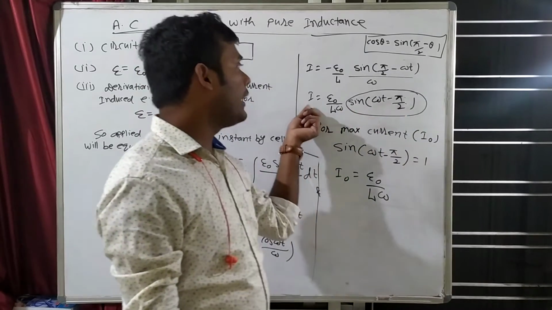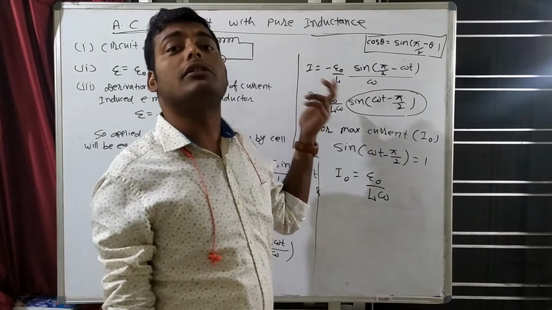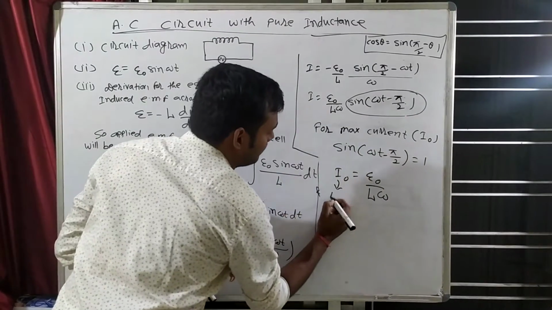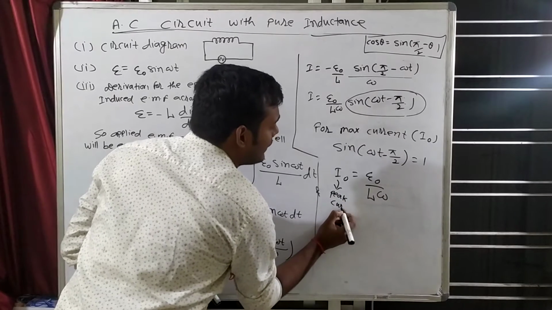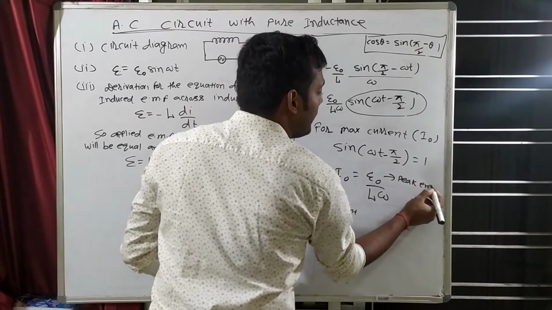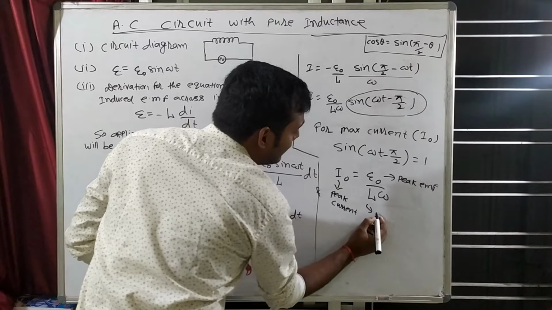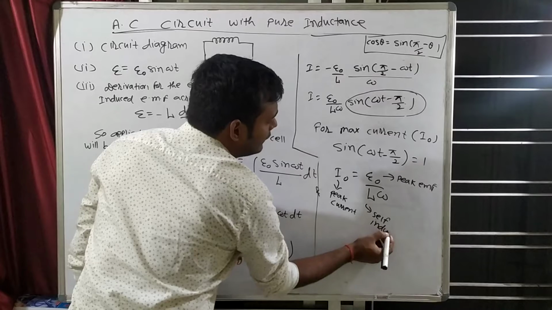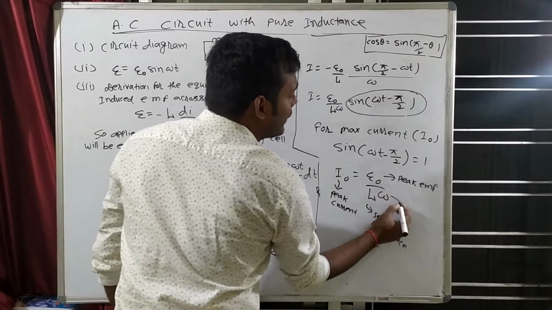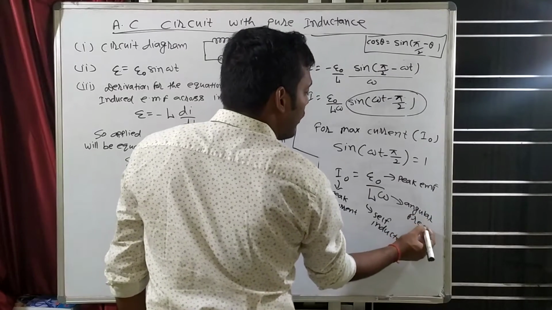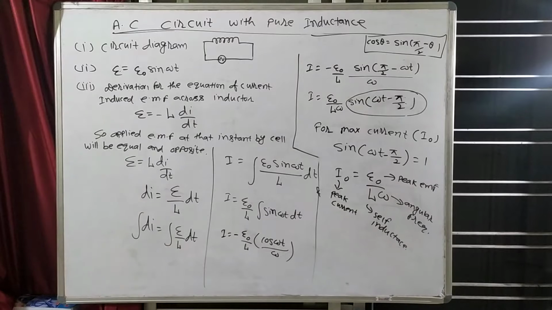When this complete term becomes 1, what will it become? Maximum current. Right? So maximum current is also known as peak current, and peak current is represented by I naught. What is E naught? Peak EMF. What is L? L is self inductance. Clear? And what is omega? Omega is angular frequency. Copy all these things: I naught is equal to E naught by L omega.